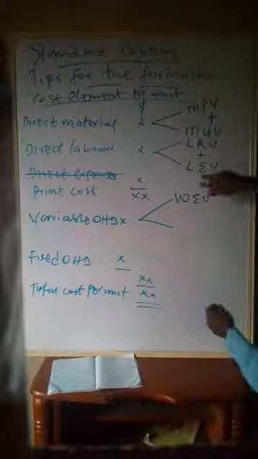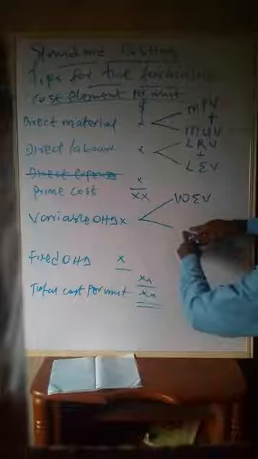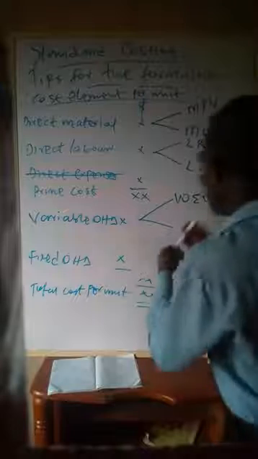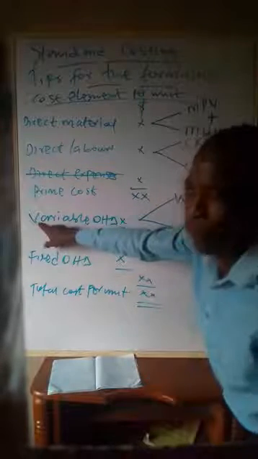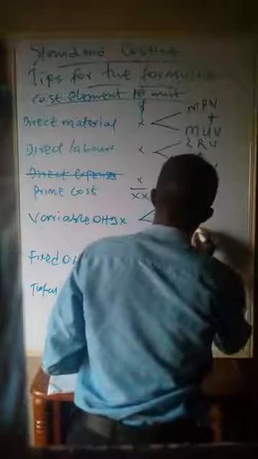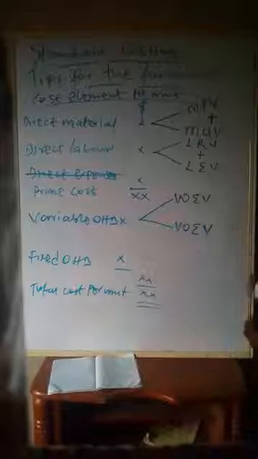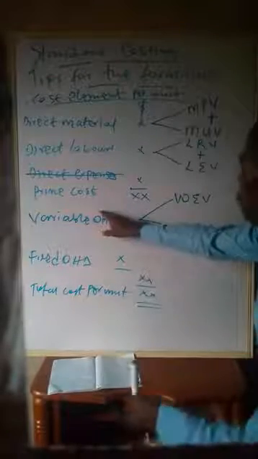Then this efficiency is the same thing here. Efficiency is the same thing, but we just alter it, instead of N, to V for variable: variable overhead efficiency variance. This is expenditure: how much do we spend? We are talking about variable overhead.